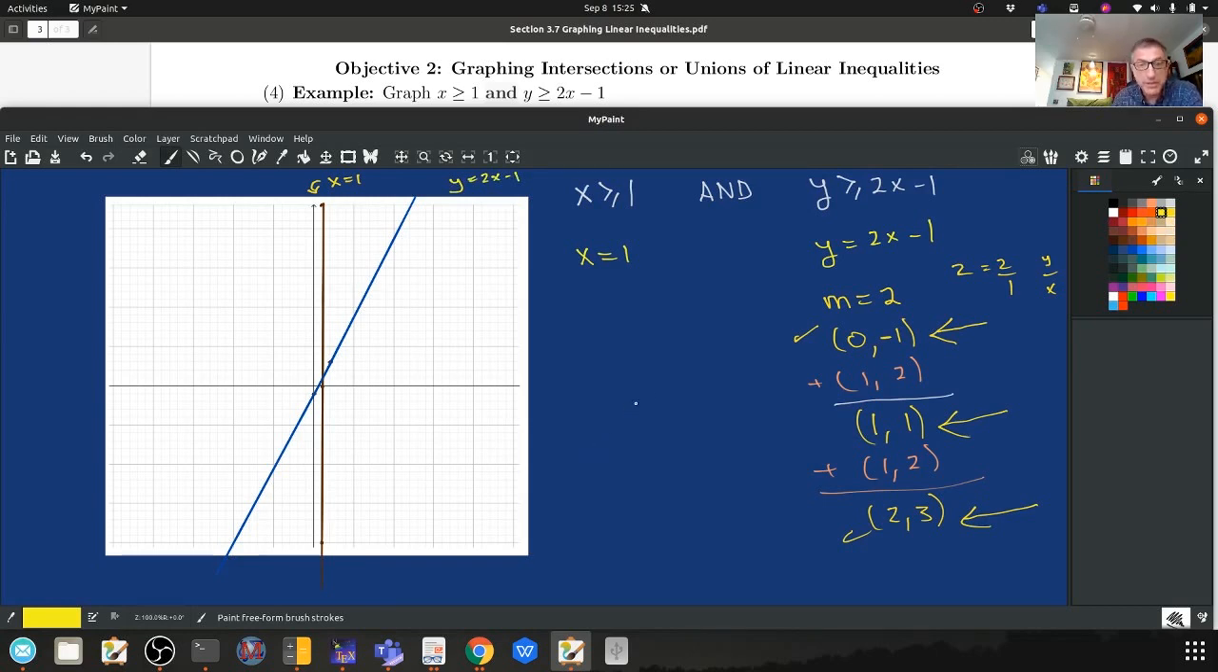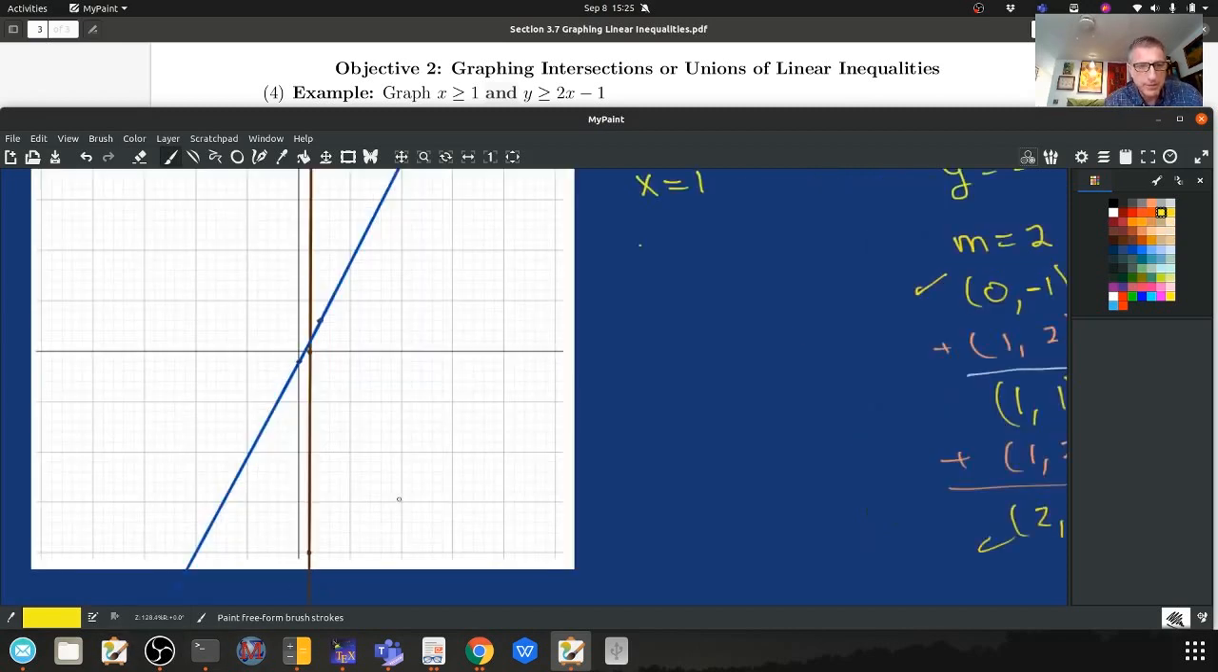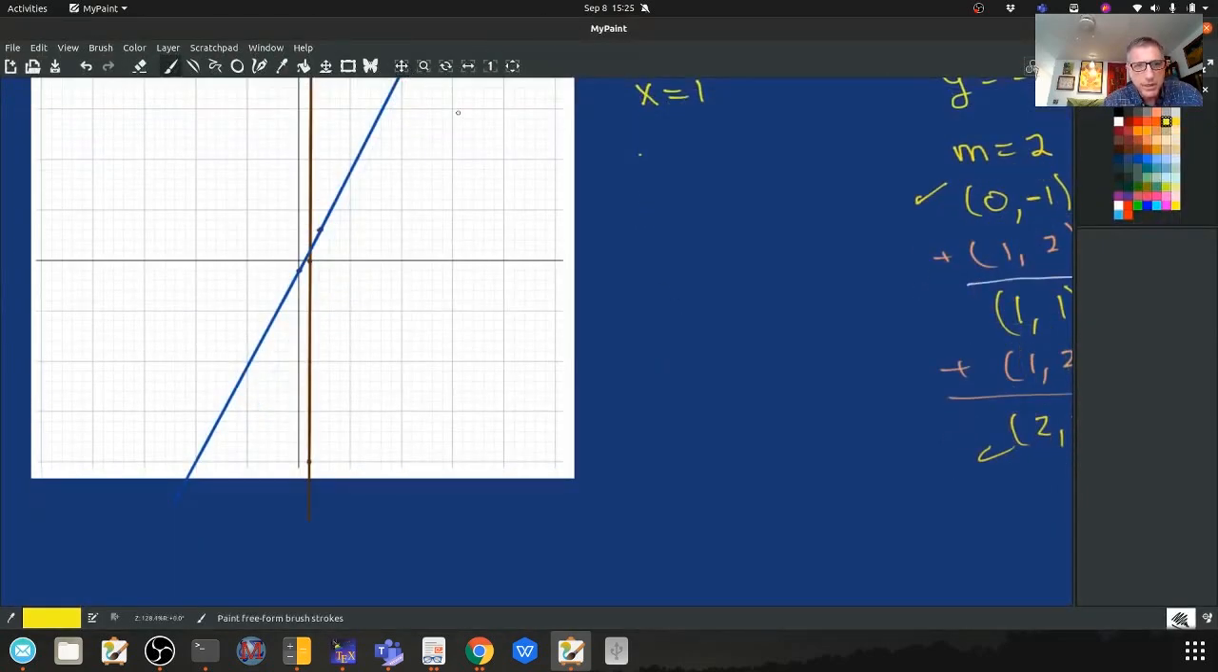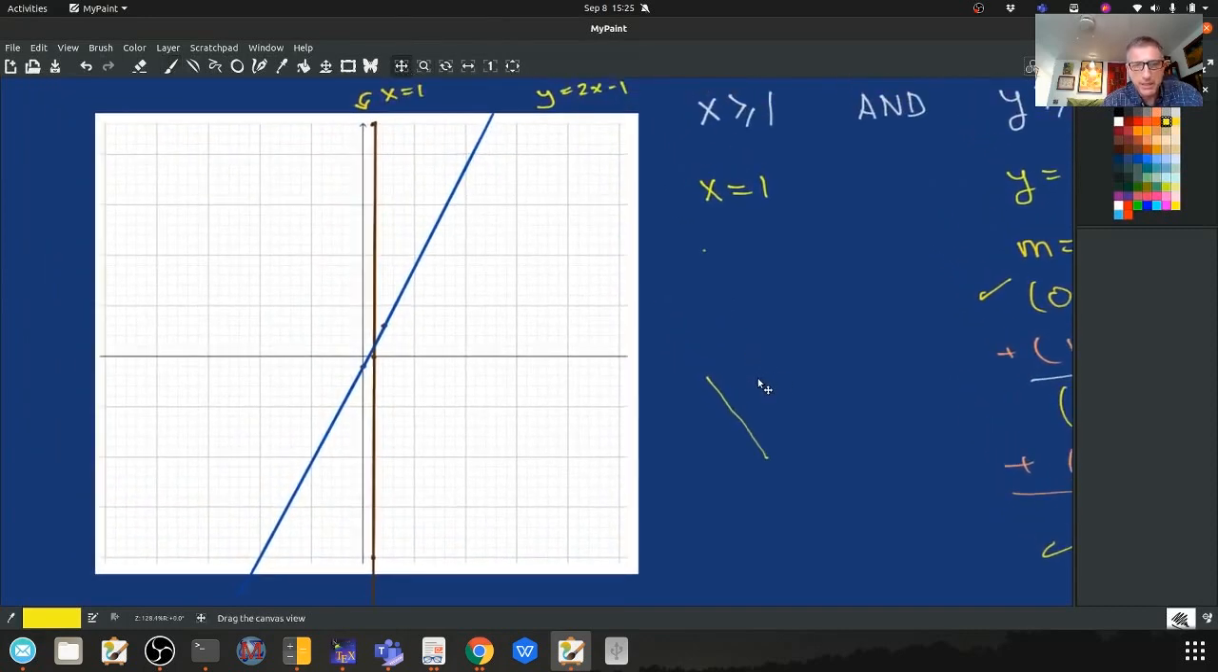So what we have to do now is use test points. Neither one of these lines goes through the origin, so my test point will work. I'm going to make this bigger. I don't think it'll make that much of a difference. It blurs a little bit, but I think we can live with that. So my test point, since neither line goes through the origin, is (0, 0).